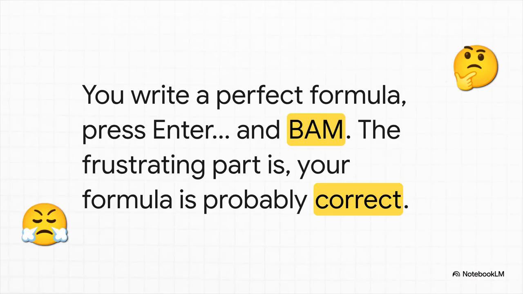So picture this. You've just written this beautiful formula, maybe a filter or a unique, something cool like that. You press enter, expecting this nice list of results to pop out, and bam, hashtag spill. The most frustrating part? Your formula is probably 100% correct. So what is actually going on here?